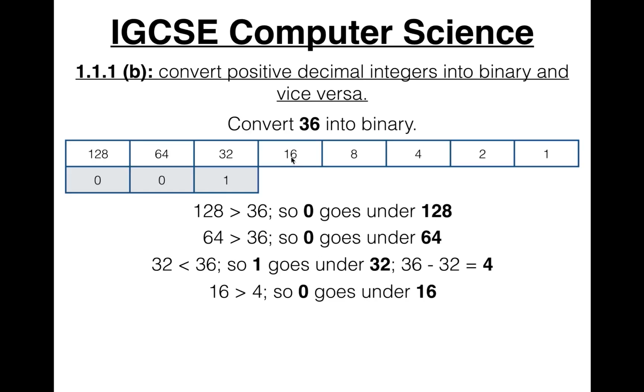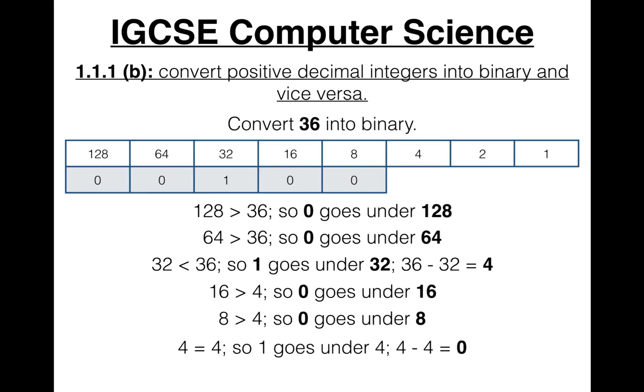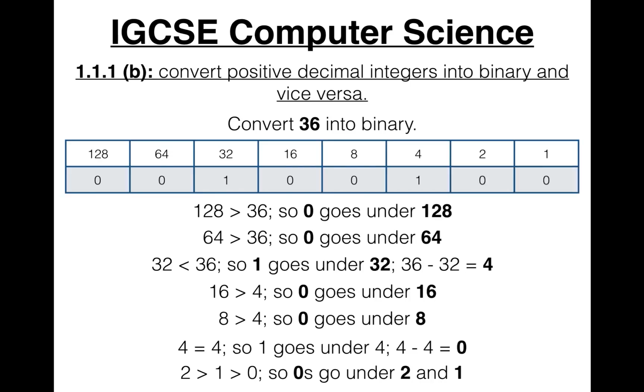So we use the 4 to check the next set. 16 is higher than 4, so 0 would go under 16. Same with 8, 0 would go under 8. Now 4 equals 4, so 1 would go under 4. 4 minus 4 is 0. But then 0 is less than 2 and 1, so zeros would go under them. So our binary number would be 0, 0, 1, 0, 0, 1, 0, 0. And just like decimal, the zeros in front of the first 1 can be ignored, and the number can be read as 1, 0, 0, 1, 0, 0.